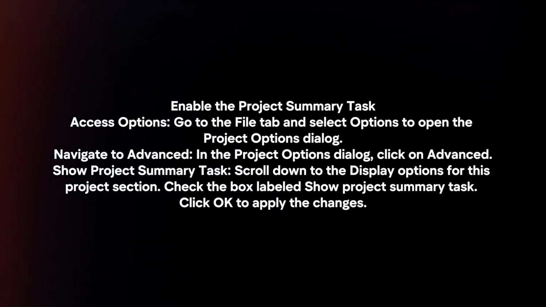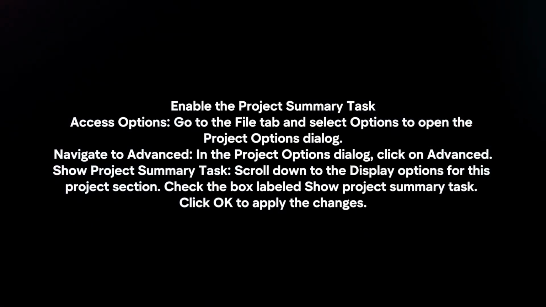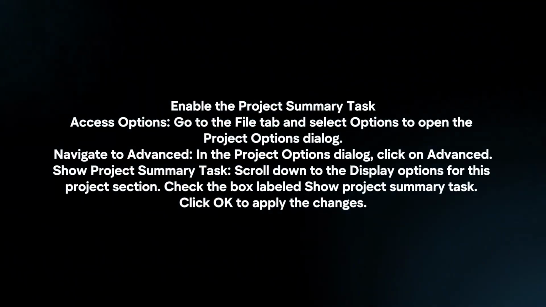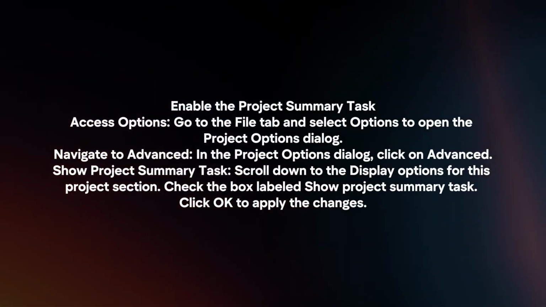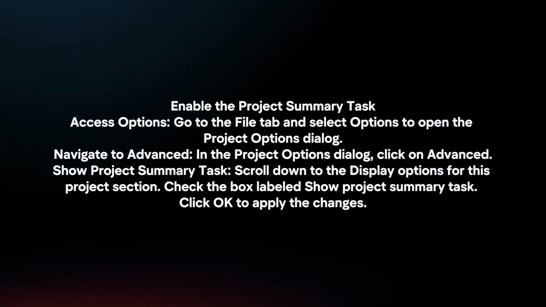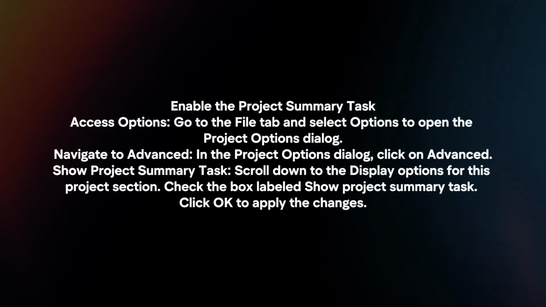Enable the project summary task. Access options. Go to the File tab and select Options to open the Project Options dialog. Navigate to Advanced. In the Project Options dialog, click on Advanced. Show Project Summary Task. Scroll down to the Display options for this project section. Check the box labeled Show Project Summary Task. Click OK to apply the changes.